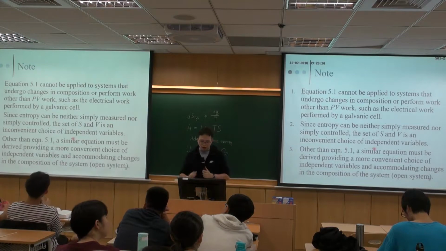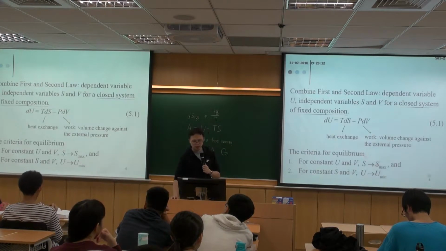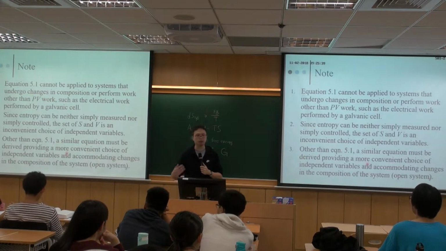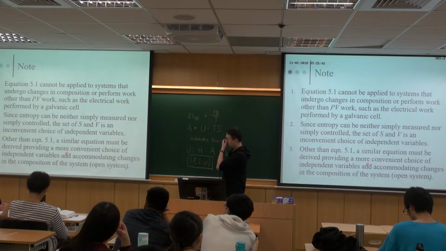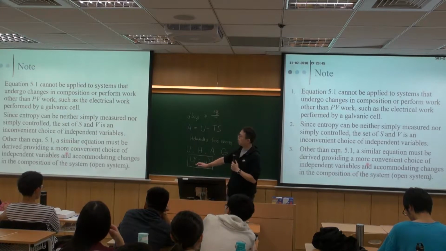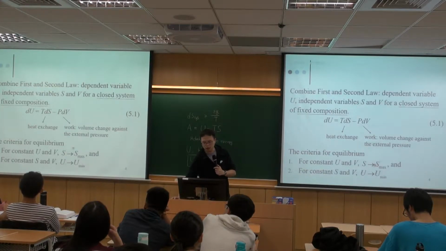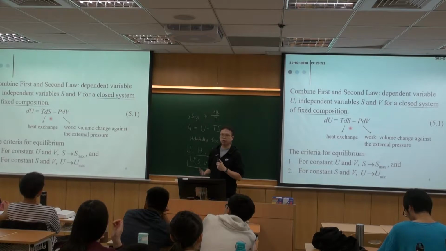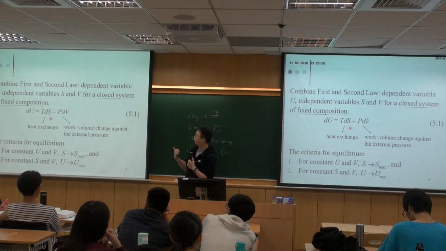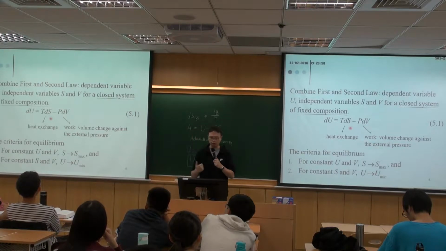So the third point is that other than equation 5.1, this one, a similar equation must be derived, providing a more convenient choice, like I just mentioned. What you should do is use some mathematical tricks to change this thing, like dS, into some other stuff, such that you can do other calculations. Because using this, you'll find it really hard to do anything.